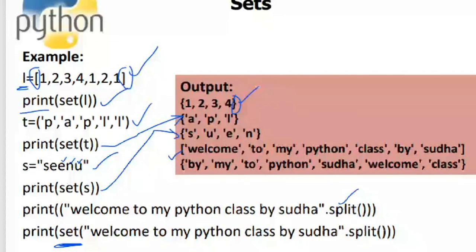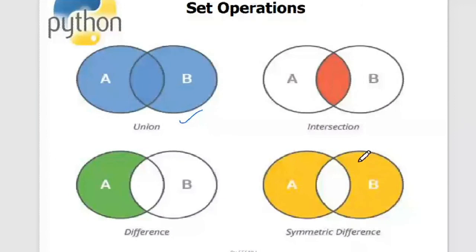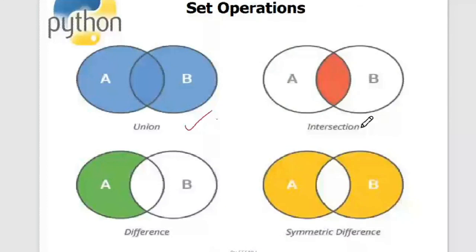Okay, so the next is set operations. There are 4 set operations. We'll look into many others also, but these are the basic 4 set operations. The first set operation is union, the second operation is intersection, the third one is difference, and the fourth is symmetric difference. Union is the result when you apply union on 2 sets.